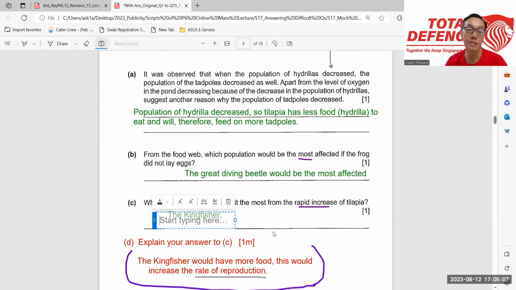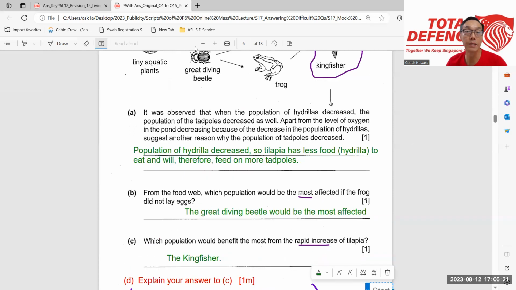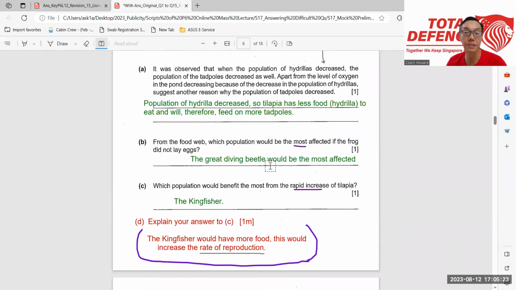Okay, then I put this additional question, right? Explain your answer to part C. Okay, why this one increase? Because the kingfisher have more food, and this would increase the rate of reproduction. Okay, more food will help the kingfisher to reproduce more.